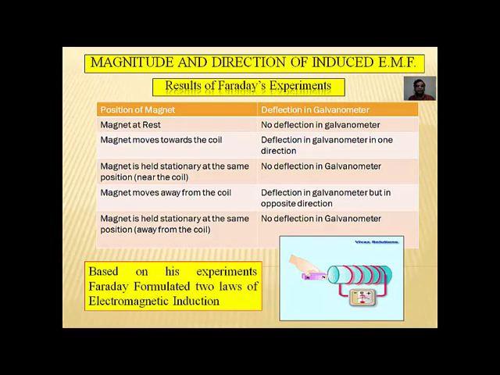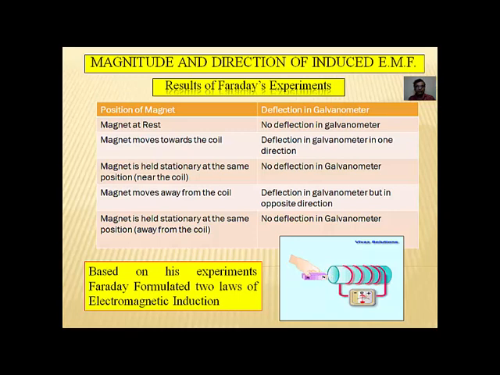Now we are summarizing the results of Faraday's experiments. When the magnet is at rest, there is no deflection in the galvanometer. This you can observe in the video which is shown in this slide. When the magnet moves towards the coil, deflection in the galvanometer is in one direction. When the magnet is held stationary at the same position near the coil, no deflection in the galvanometer.